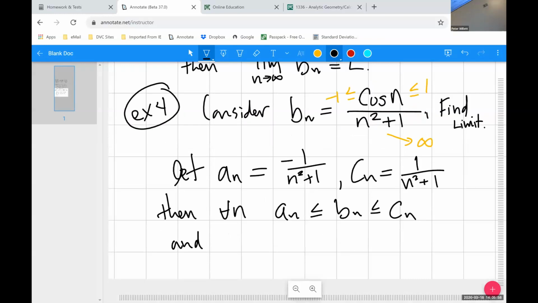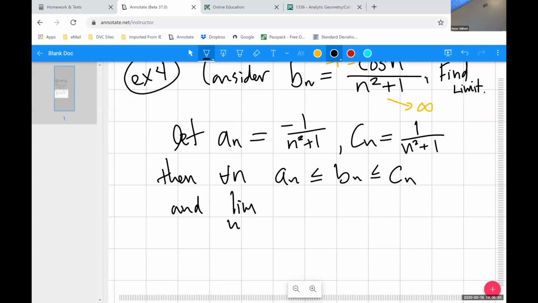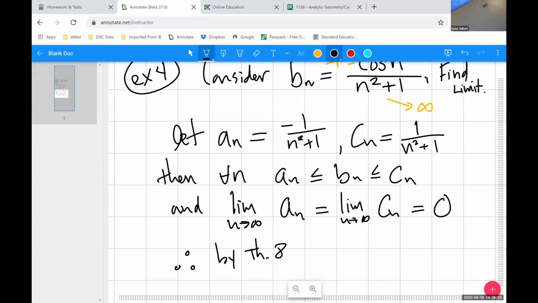And we can note that the limit as n tends to infinity of a sub n and of c sub n is equal to 0, because you just have a 1 on the top or a -1 on the top and a denominator that's going to infinity. So those both go to 0. Therefore, by theorem 8.4, b gets squeezed between these, so the limit as n goes to infinity of b sub n is also 0.